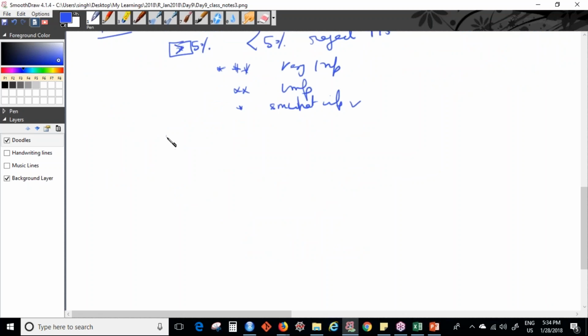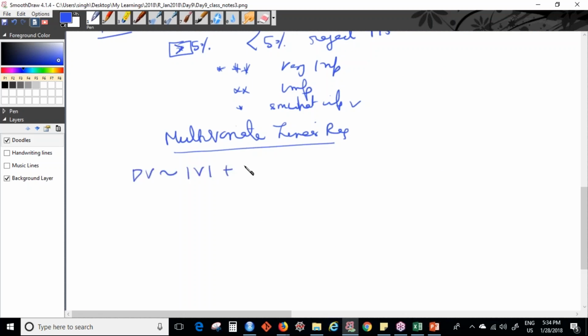We also saw what is multivariate linear regression, where you include more than one variable. So this is how you give: dependent variable tilde independent variable 1, independent variable 2, and independent variable n. Data is equal to the data frame. This is how you define it, the same way.